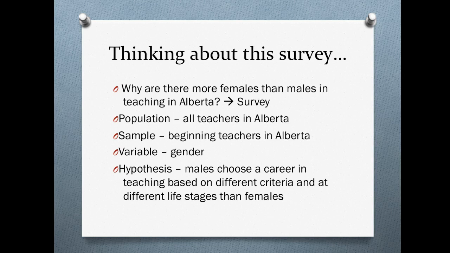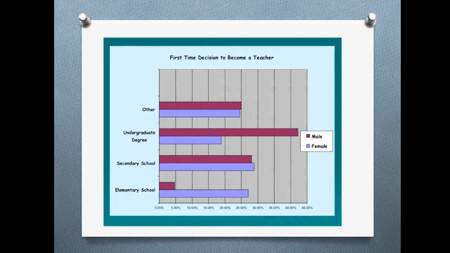So let's look at one of the questions that came out of that survey that would suggest that the hypothesis is correct and teases out some of the ways in which that actually gets acted out. So in this case, the question was, when did you make the decision to become a teacher? And I gave several choices. So elementary school, during secondary school, during the time when you were doing your undergraduate degree, or other.